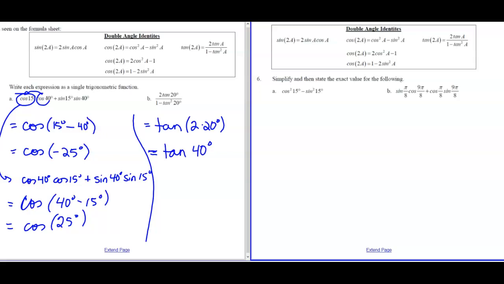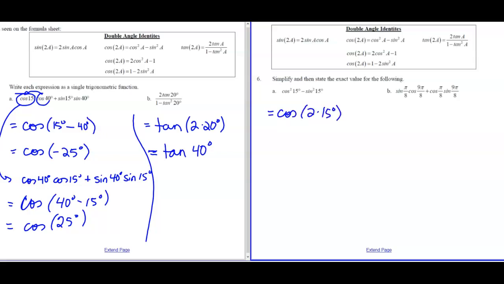Okay, next one, simplify again, and then state the exact value. So, cos squared minus sine squared. Again, look on your formula sheet. Cos squared minus sine squared is cos of 2 alpha. Okay, so this is going to be cos of 2 times 15.